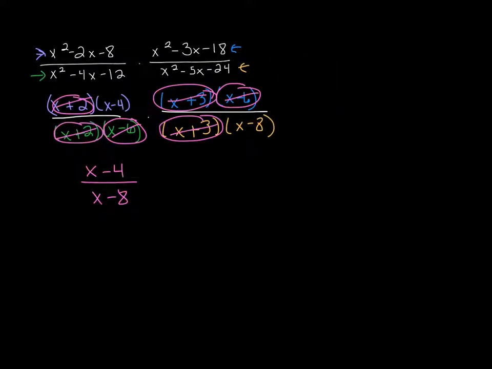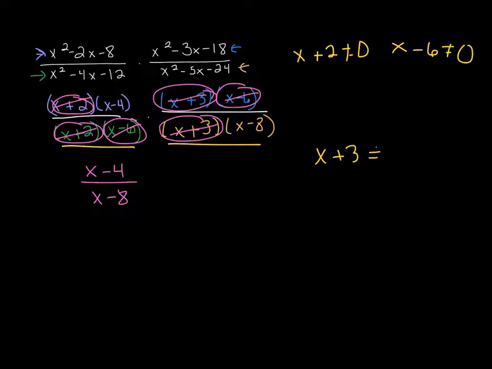Now we need to find our excluded values. Remember, we need to look at the denominators before we cross things out. So we have quite a few. X plus 2 cannot equal 0. X minus 6 cannot equal 0. X plus 3 cannot equal 0. X minus 8 cannot equal 0.